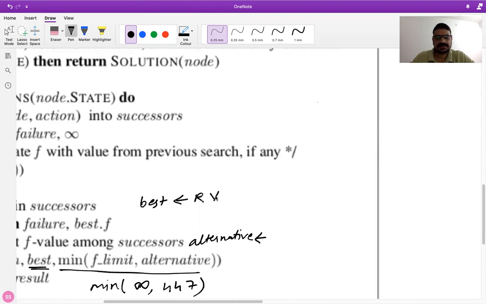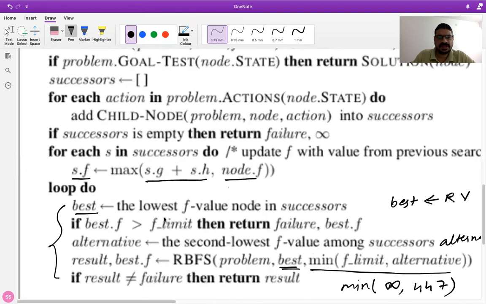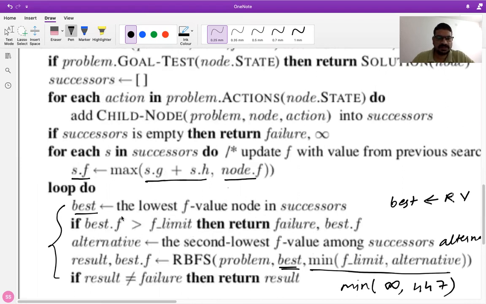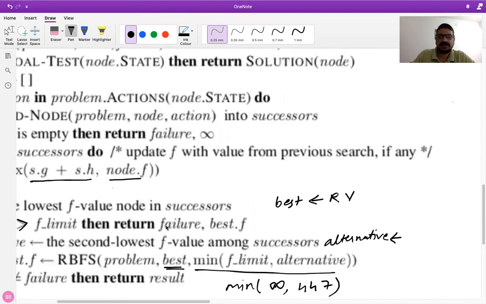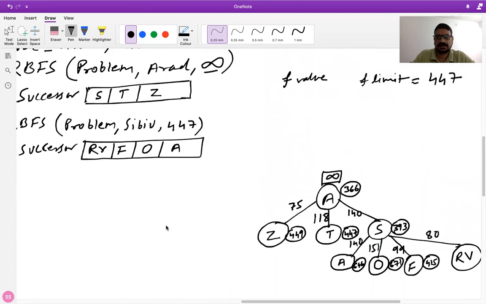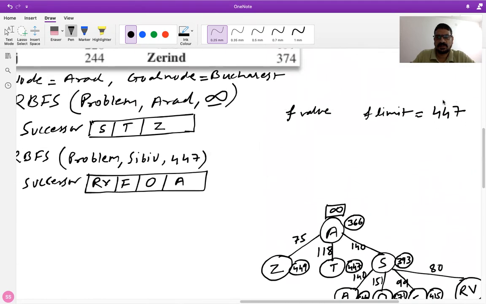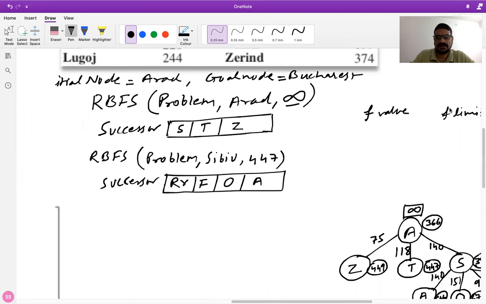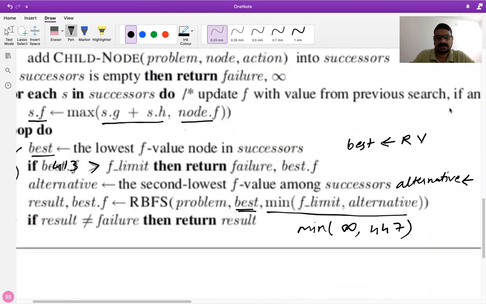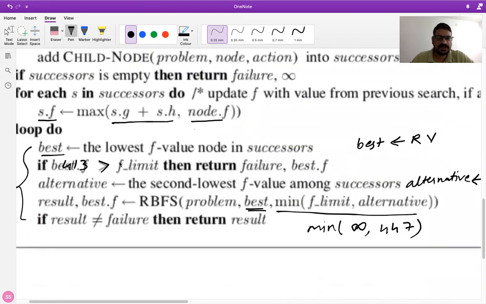Now the next check: is the F value of the best greater than the F limit? What is the F value of the best? It is 413. Is 413 greater than the F limit? What is the F limit? It is 447. Is 413 greater than 447? No. So we will not execute this.